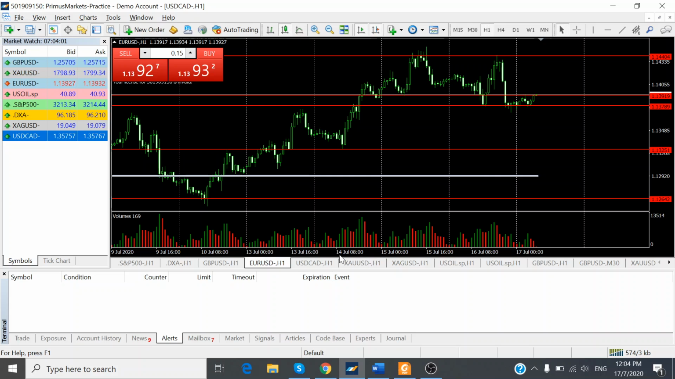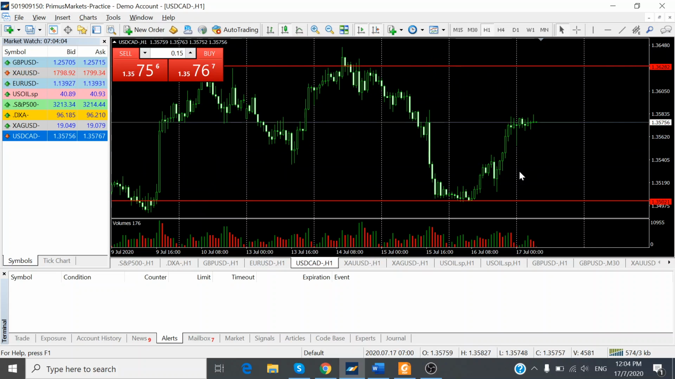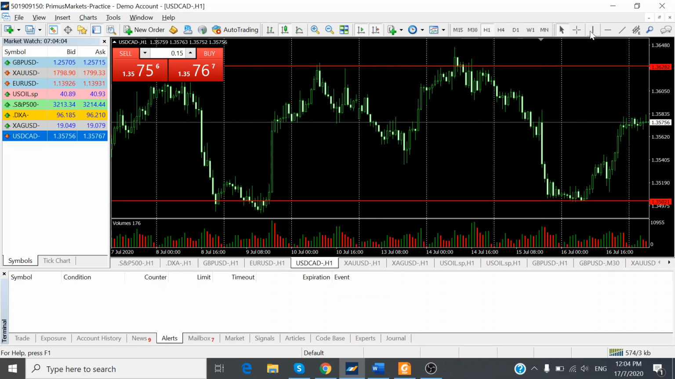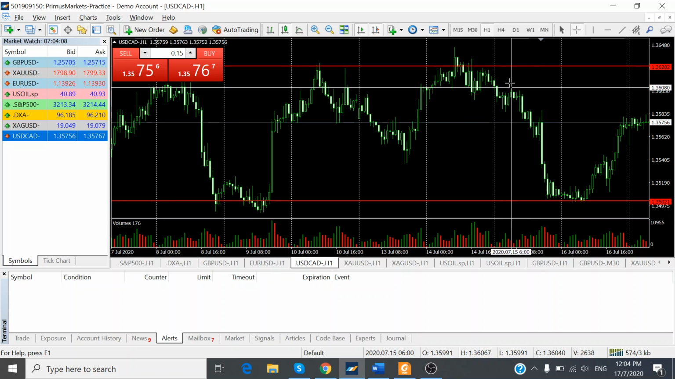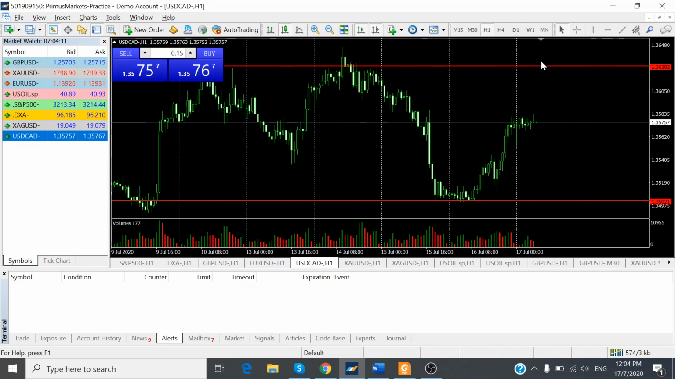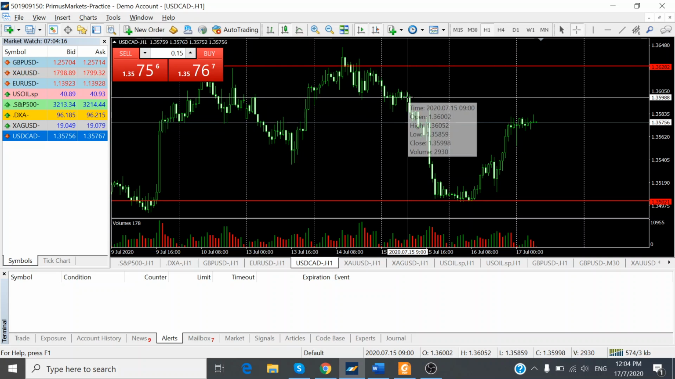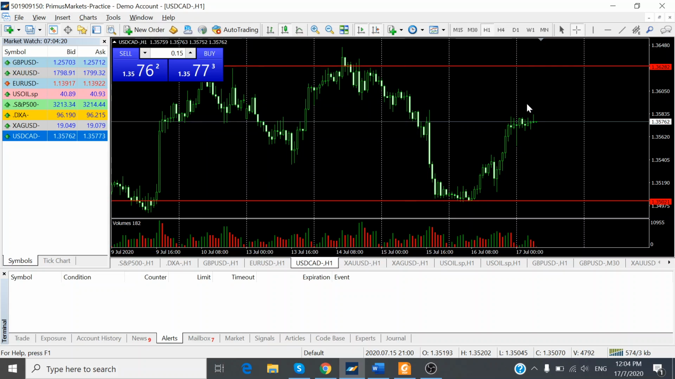Okay, so a quick look at the USD CAD, the Canadian dollar. So again, on Wednesday, the Canadian dollar was dropping as the Bank of Canada was releasing its monetary policy statement, and it went down about 95 pips.